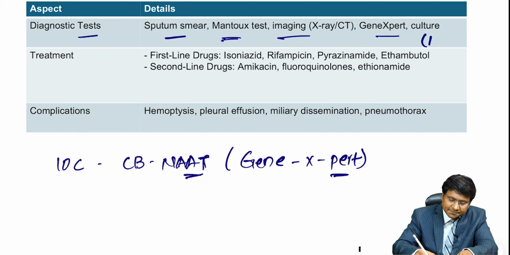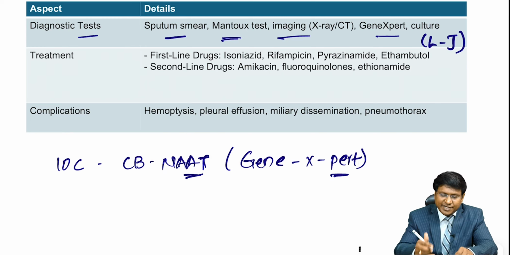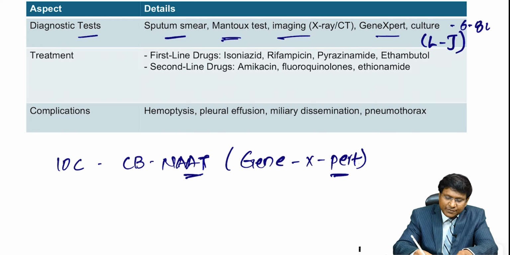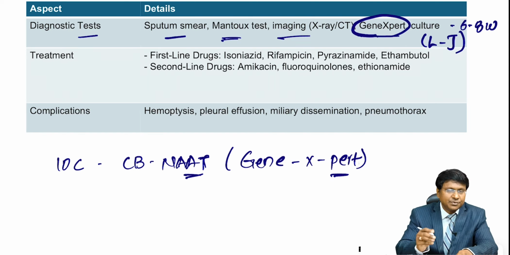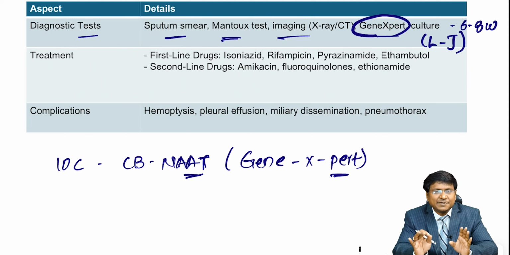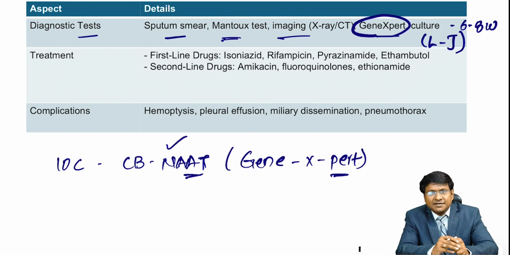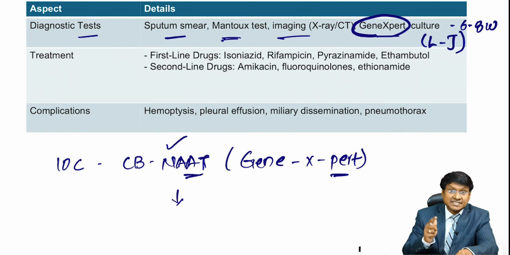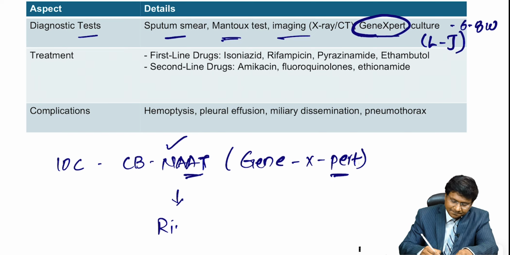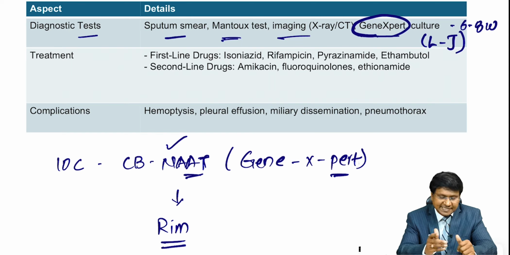In the culture, the media that we use is the LJ media, that is called Lowenstein-Jensen media. But this Lowenstein-Jensen media will take almost 6 to 8 weeks for the culture to be positive. So what do you need to do? The GeneXpert. Another name for the GeneXpert is the CBNAAT, that is cartridge based nucleic acid amplification test. The importance of the CBNAAT is that it will also tell you about the rifampicin resistance.